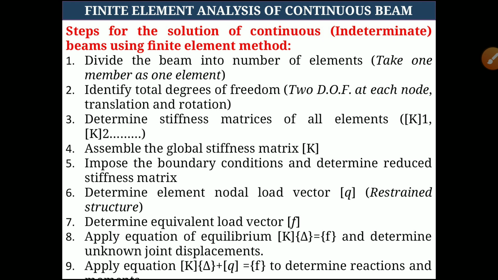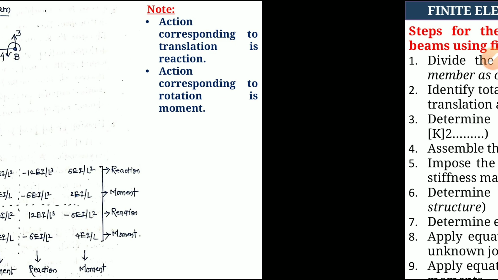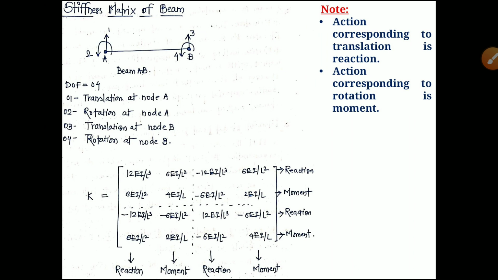Here, remember these steps for the solution of continuous beam using finite element method. We have followed the same steps in the previous two video lectures for example 1 and 2. Also remember the stiffness matrix of beam. Beam AB with total 4 degrees of freedom. Here, those degrees of freedom are given in sequence. 1 is the translation at node A, 2 circular arrow is the rotation at A, 3 translation at B, and 4 rotation at B.